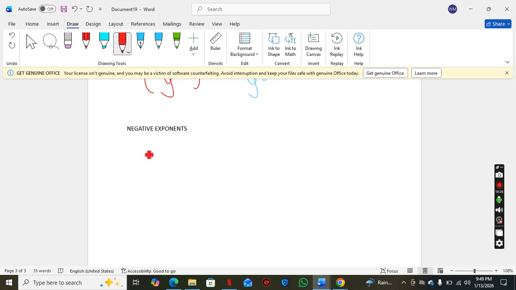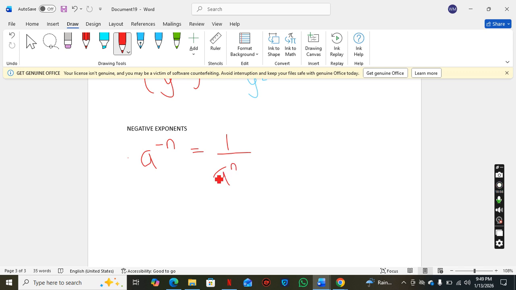Alright. So if you have 1 over, oh, not like that, sorry, a to the power negative n. Okay, this is the same as saying 1 over a to the power n. So with a negative exponent, you're getting the reciprocal basically.